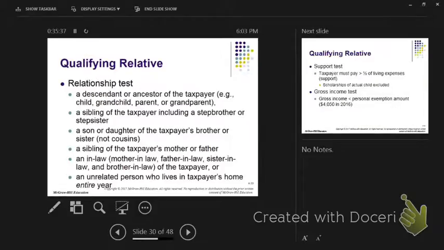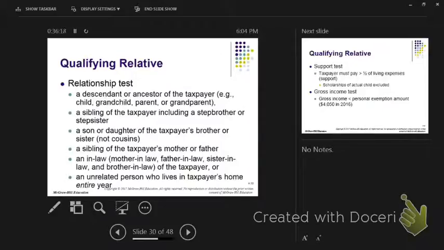So the relationship test, and this one's a big one. The relationship test for a relative is much bigger than it is for a child. The relationship test for a relative is grandchild, child, parent, grandparent, sibling of a taxpayer, brother or sister, son or daughter of a taxpayer's brother or sister, but not a cousin. So my nieces and nephews, but no cousins. Sibling of a taxpayer's mother or father, so my aunt and uncle. An in-law, father-in-law, sister-in-law, or an unrelated person who lives in my home for the whole year, but never my cousin. I find that hilarious.